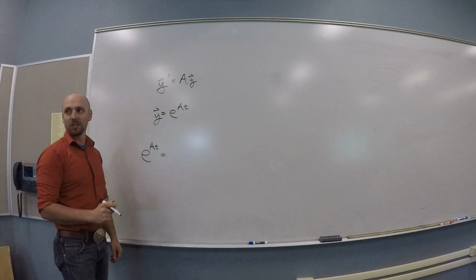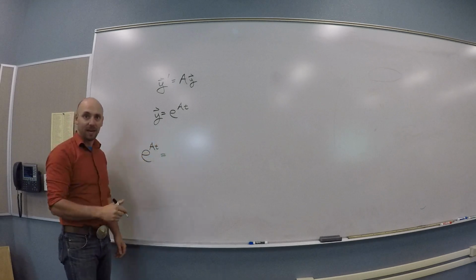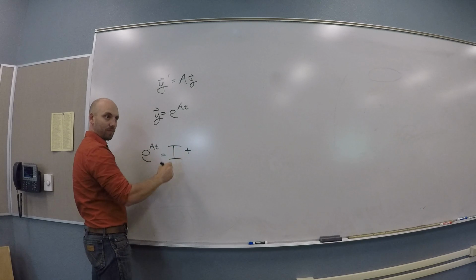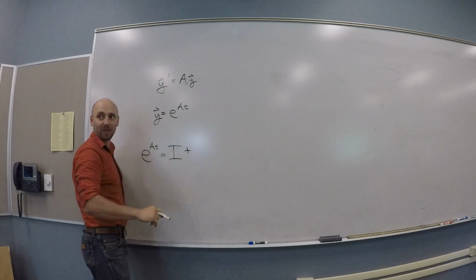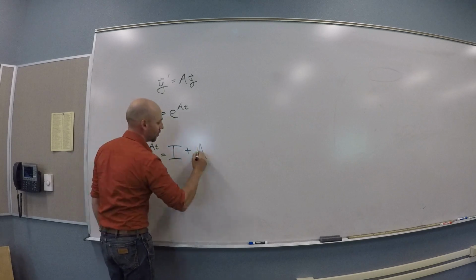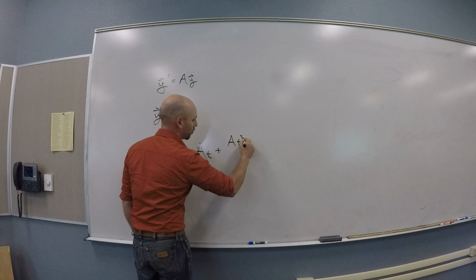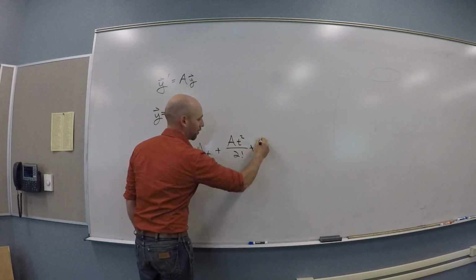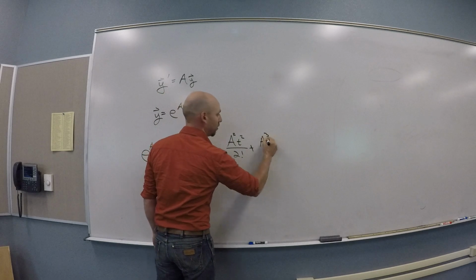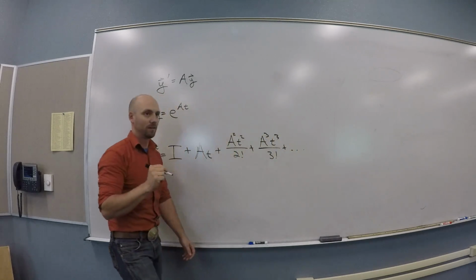let me just do the power series expansion for e and shove At in it. So that'd be like the identity, which is really a big one, right? And then I do plus At plus A squared t squared over 2 factorial plus A cubed t cubed over 3 factorial, and on and on.